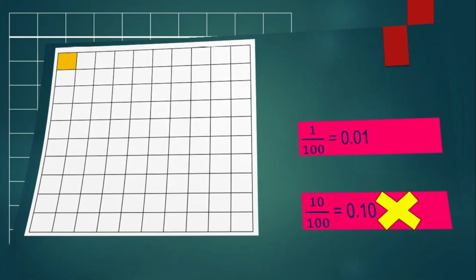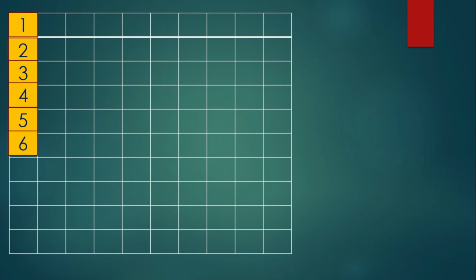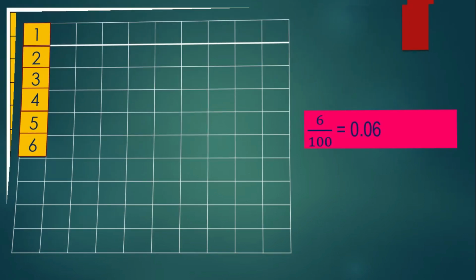Now next we have 1, 2, 3, 4, 5 and 6. Only 6 small squares are colored out of the all 100 squares. So again, see here, how will it be written? It will be written as 0.06.